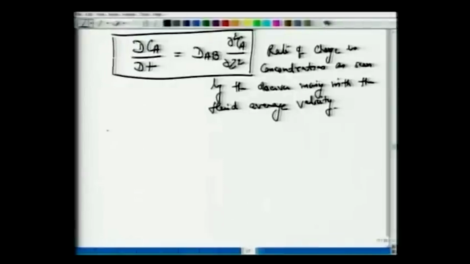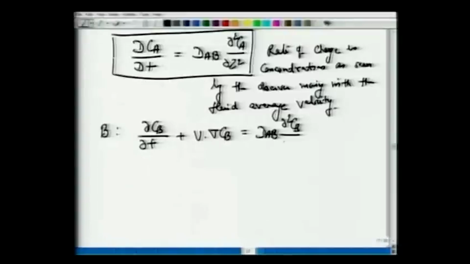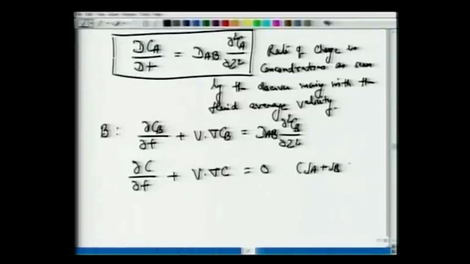Okay. We can also write down a similar balance for component B, which would be del Cb by del t plus v dot del Cb equals DAB del square Cb over del z square. And if we add the two equations, we get del C over del t plus v dot del C equals 0, because we have JA plus JB equal to 0, and we are assuming that C bar is a constant.